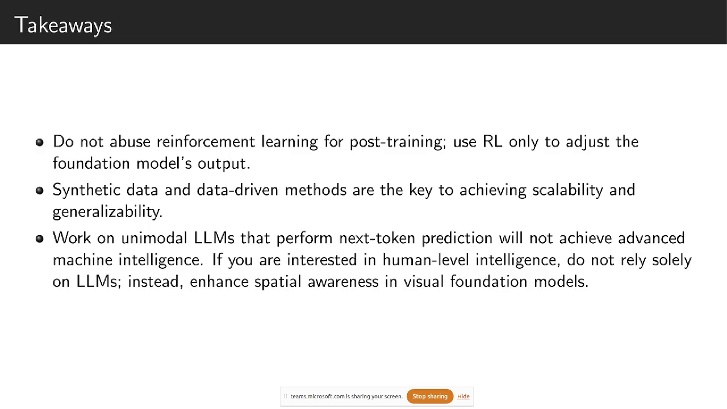The third takeaway is that unimodal LLMs that perform next token prediction will not achieve advanced machine intelligence or human-level intelligence. If you're interested in human-level intelligence, do not rely solely on LLMs. Instead, enhance spatial awareness in visual foundation models. Nowadays, all researchers are working on LLMs. LLMs have had significant impact on our community. They address problems very efficiently and effectively.